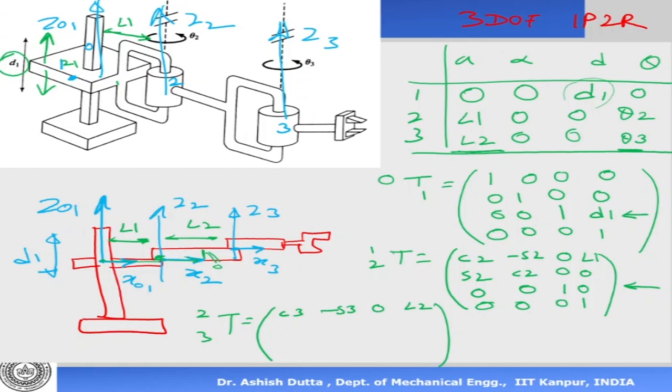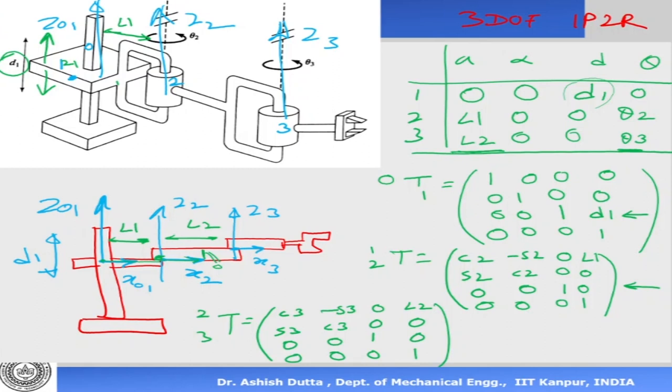The second row is going to become cos, sine theta 3, 0, and the last D is equal to 0 there, so it will be 0. This will be also 0. And the third one is going to become sine alpha, which is 0 again, and there is cos alpha, which is 1. So it's 0, 0, 0, 1.